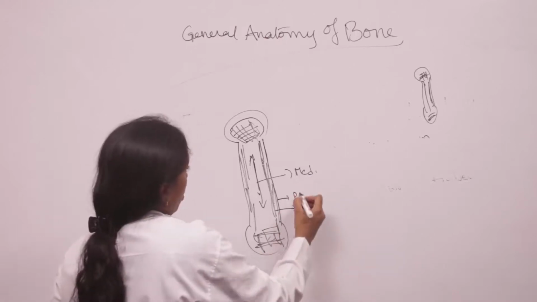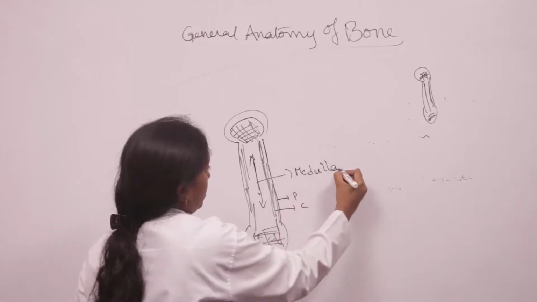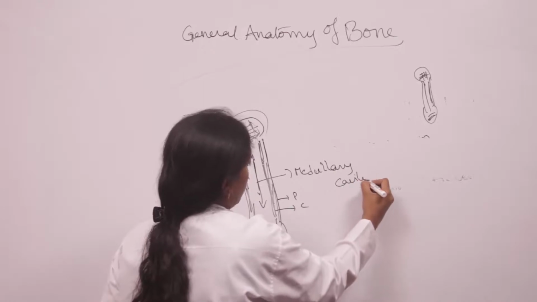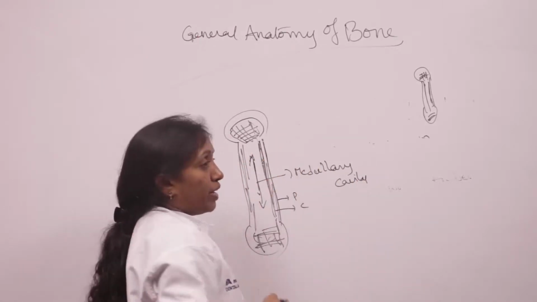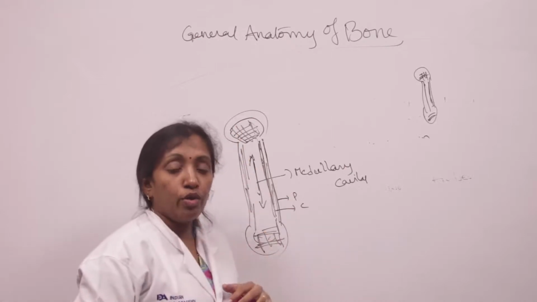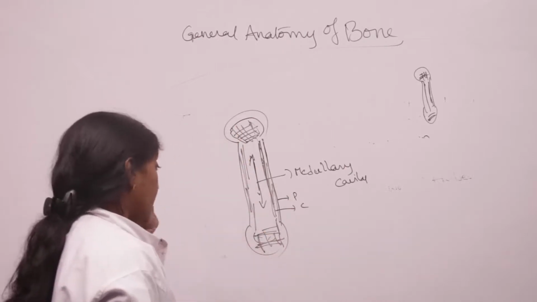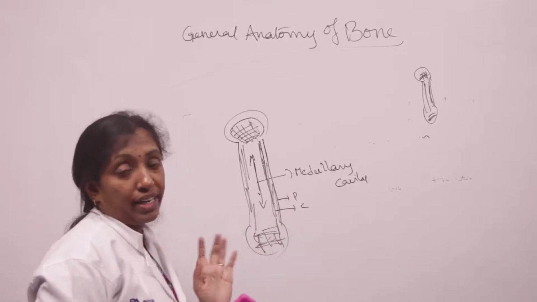So the medullary cavity is present here. This is the periosteum, this is the cortex, and this is the medullary cavity. On either side of the long bone, we have cancellous bone. So: periosteum, cortex, and medullary cavity.